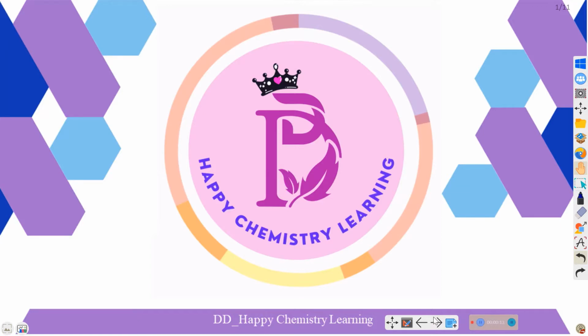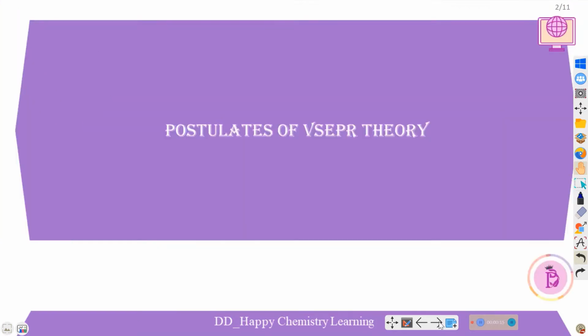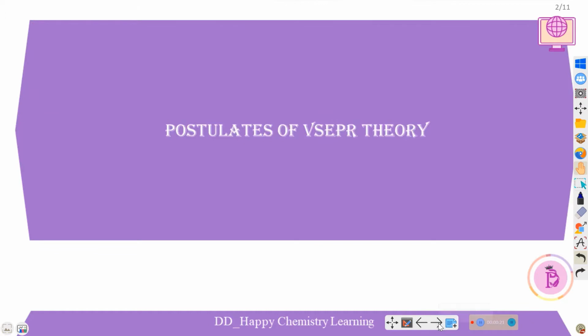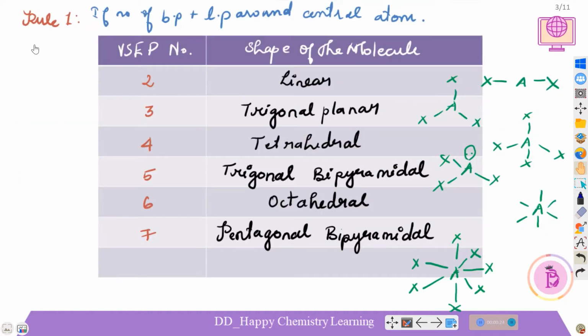In today's session, we will be discussing the postulates of VSEPR theory. The first rule is: if the number of bond pairs and lone pairs around the central atom is 2, 3, 4, 5, 6 and 7, you will have the corresponding shape of the molecule as linear, trigonal planar, tetrahedral, trigonal bipyramidal, octahedral, pentagonal bipyramidal. Okay, as we have already discussed.